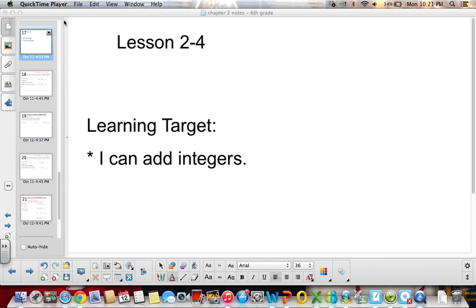Hi, sixth graders. We're on lesson 2-4, which starts on page 95 in your textbook. Our learning target is adding integers. So remember to label the top of your sheet of paper with lesson 2-4, the date, and the learning target, so it's easy for you to come back to.